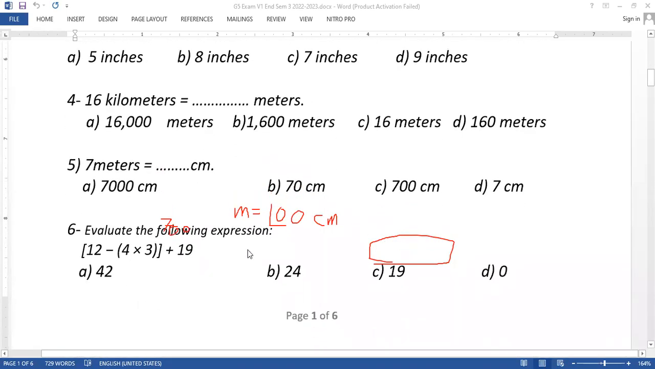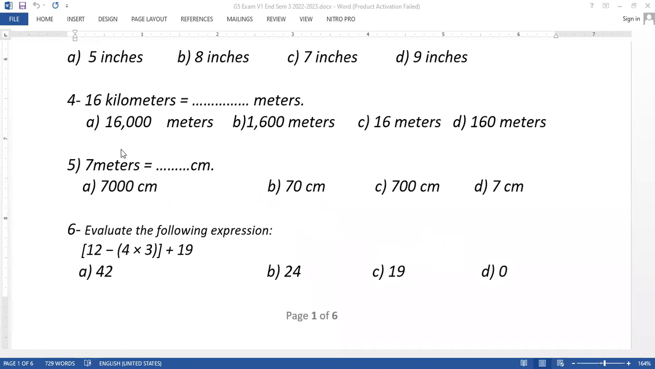Now evaluate the following expressions. In this case, I need to use the order of operations. We use what we call PEMDAS. So first we start with parentheses. Here we have 4 multiplied by 3 equals 12. Now we have another grouping symbol, which is brackets. Now 12 minus 12 equals 0. So now we have 0 plus 19 equals 19. So the answer is C.